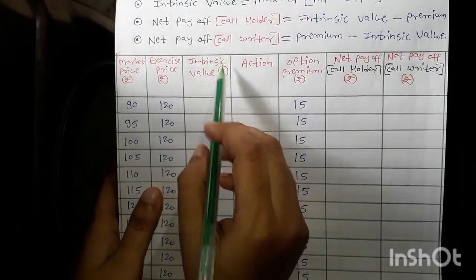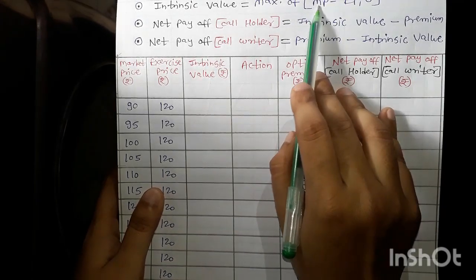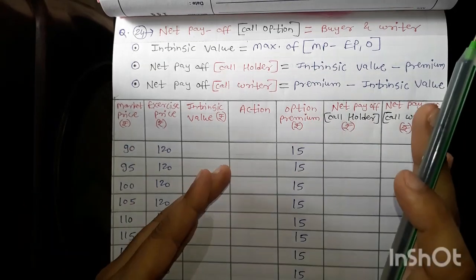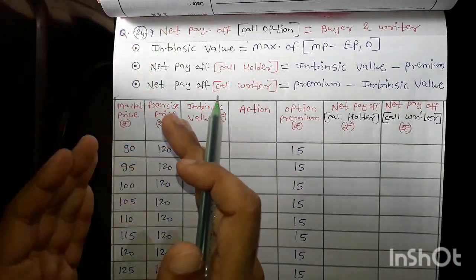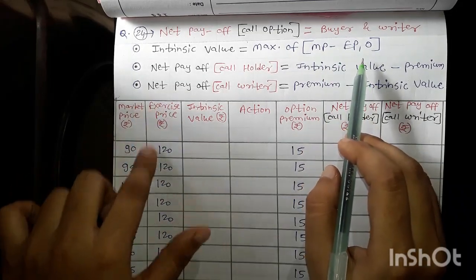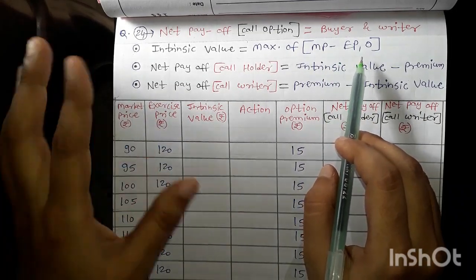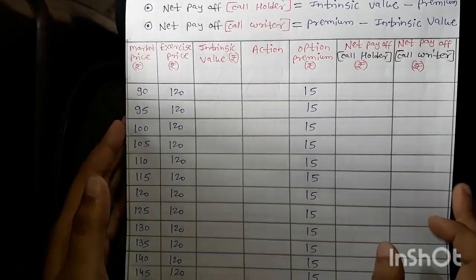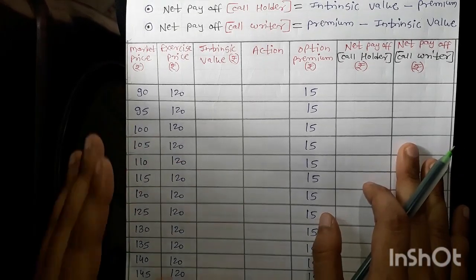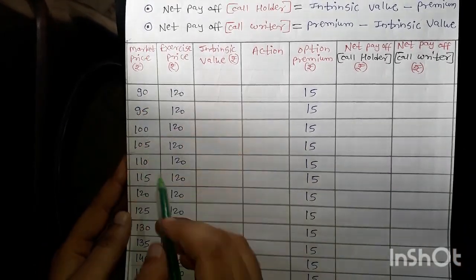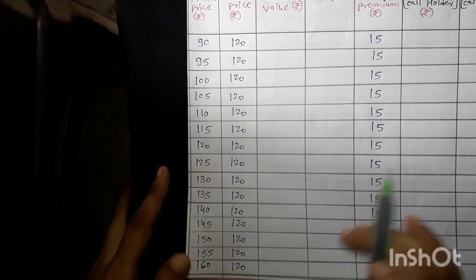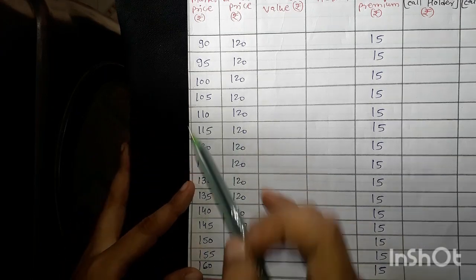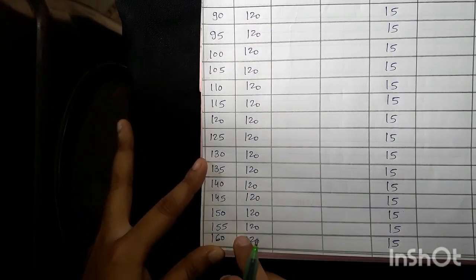First of all, intrinsic value we are finding. Market price means the price after 3 months. The interval is given, 90, 95, like that, minus exercise price, the strike price, which is given in the question, 120, comma 0. It means if we get a negative amount, then we will write 0. Here I have written the market price, that is 90, 95, 100, 105, like that, in intervals of 5 up to 160.